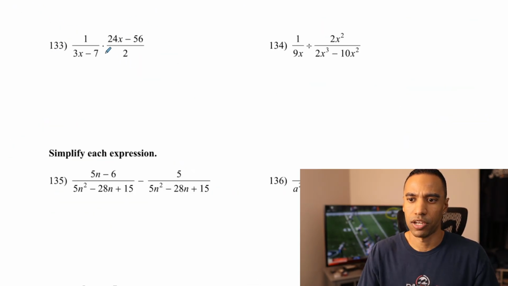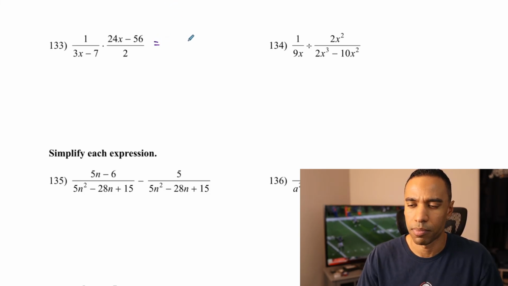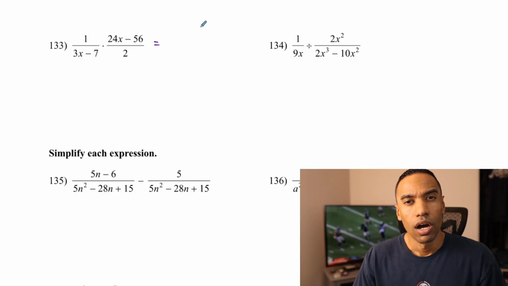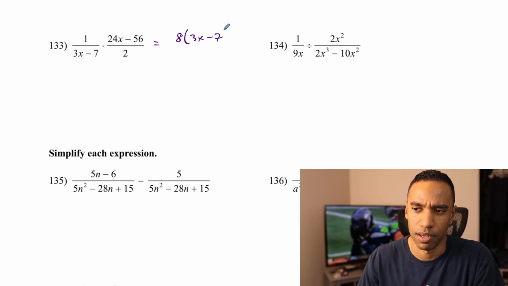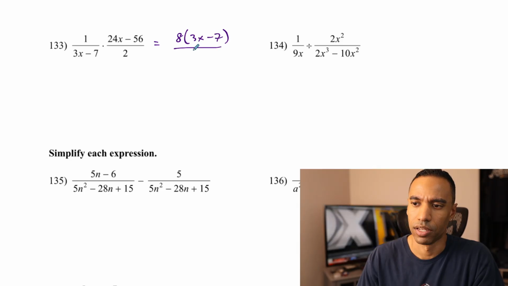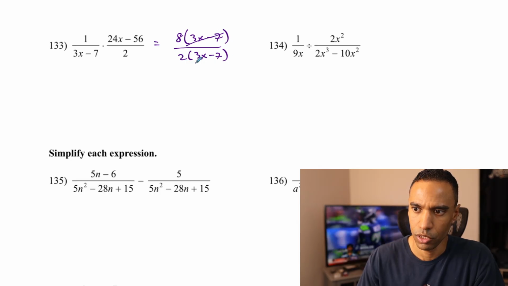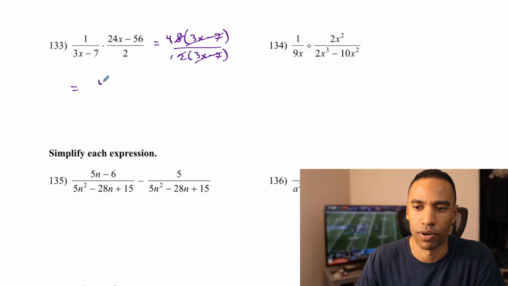All right, some more multiplication. Got 1/2 there. 24x minus 56. Let's try and reduce some of that. 8. Is 8 the largest? Let's try that. 3x minus 7. Yep. Over, there's the 3x minus 7. 2 times 3x minus 7. 3x minus 7 over 3x minus 7 is 1. 8 over 2 is 4. So we're left with 4.